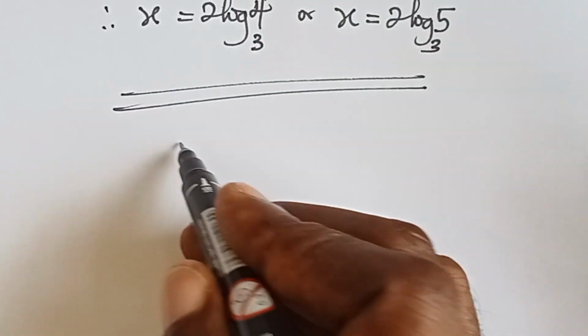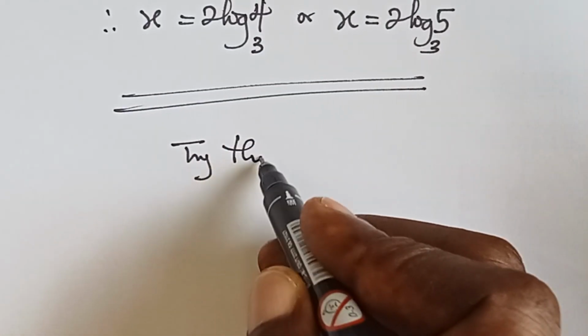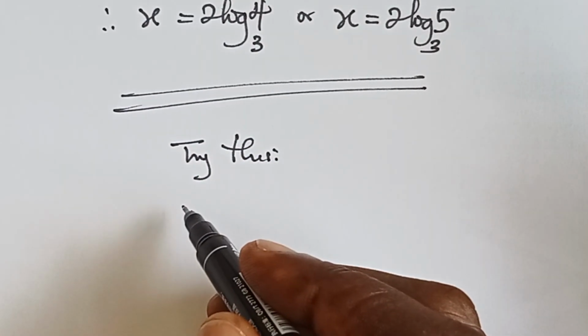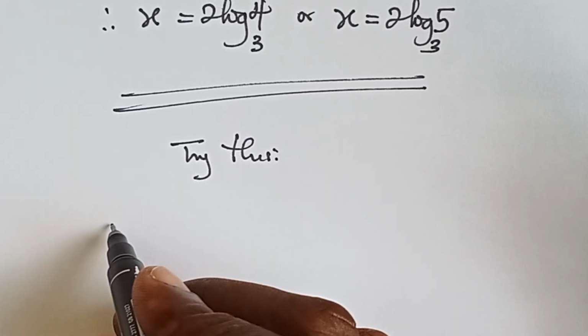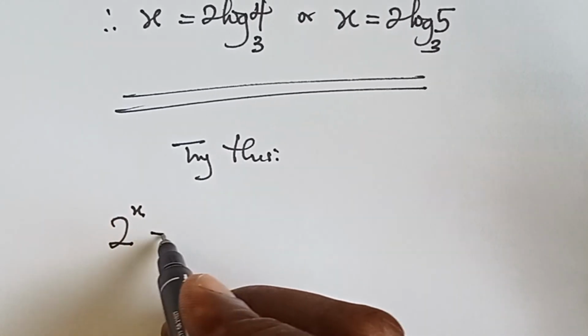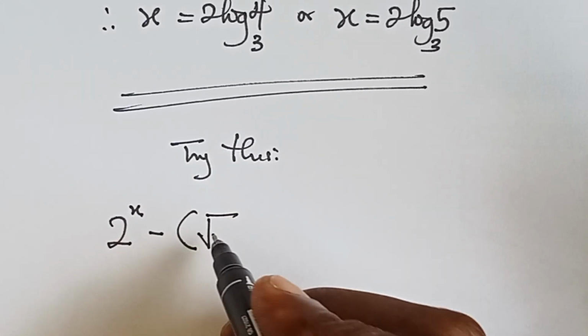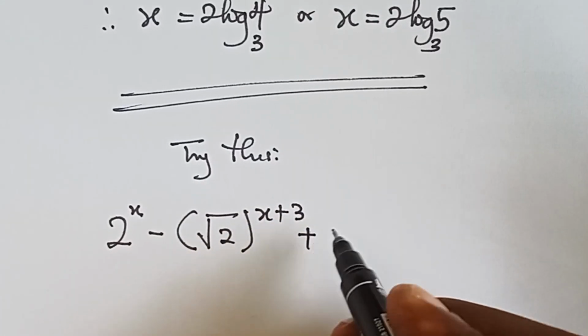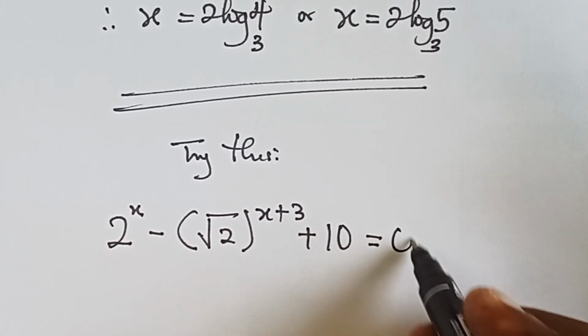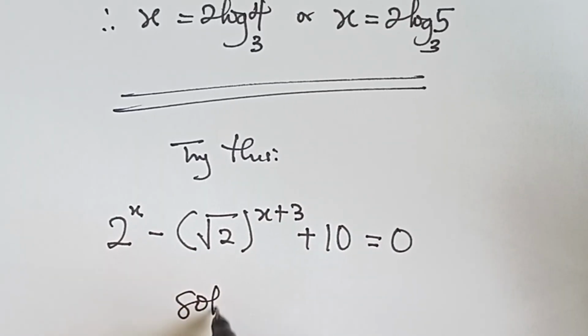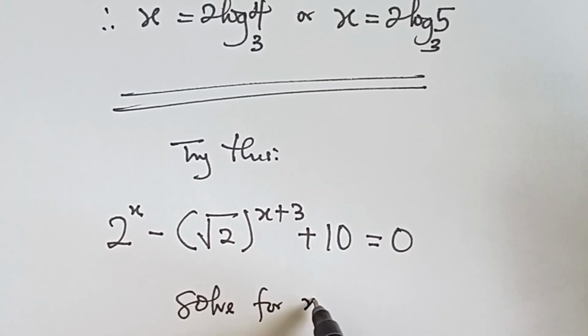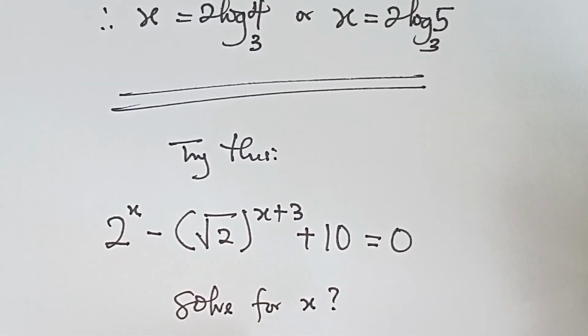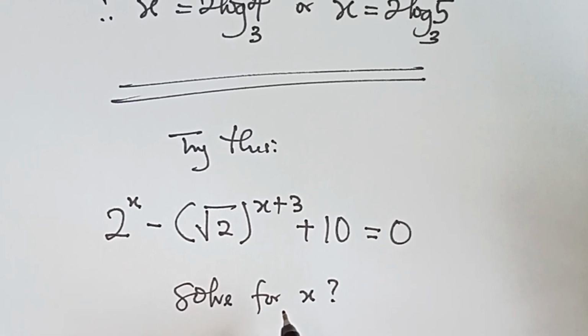Let's try this and see if we can do this. Now let's solve for x when we have 2 raised to power x minus root 2 raised to power x plus 3, plus 10 equals 0. Let's solve for x here, and then let's drop our answer in the comment section.